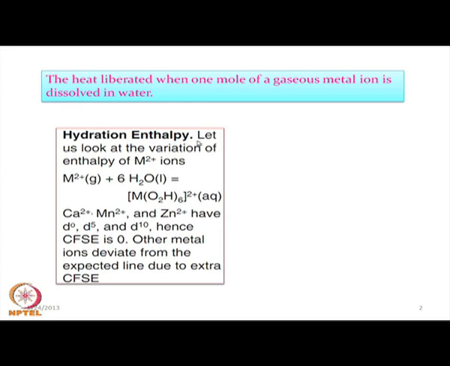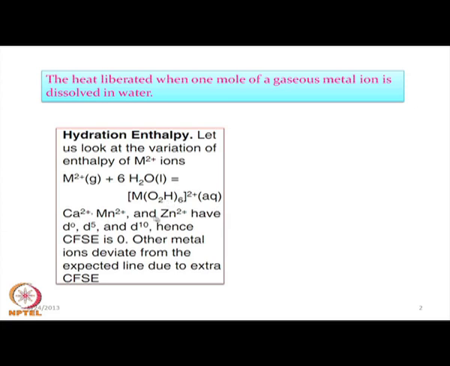in terms of the corresponding thermodynamic parameter, we call it the corresponding hydration enthalpy. So, if we look at the change in the corresponding hydration enthalpy values for the different dipositive metal ions in, say, first transition series elements, where the gaseous M2 plus is reacting with 6 water molecules in the liquid state, giving 6 water molecules connected to the M center, where M(H2O)6 2 plus, which is in aqueous state, that means which is aquated metal ion.